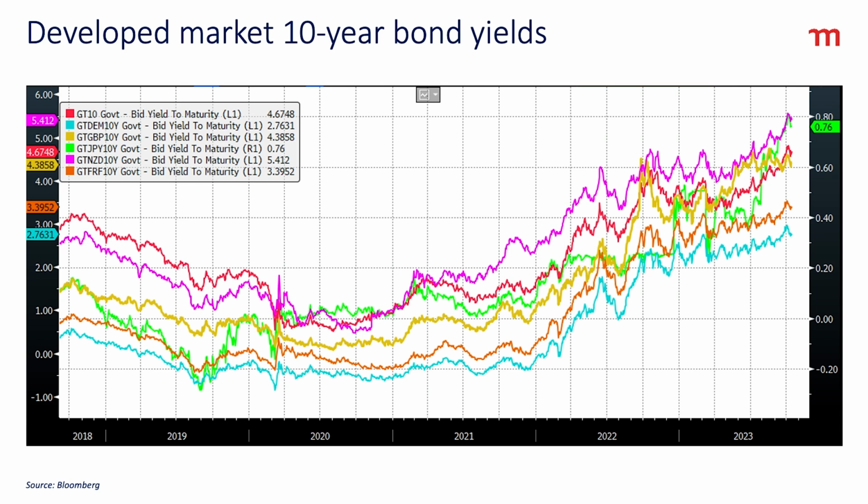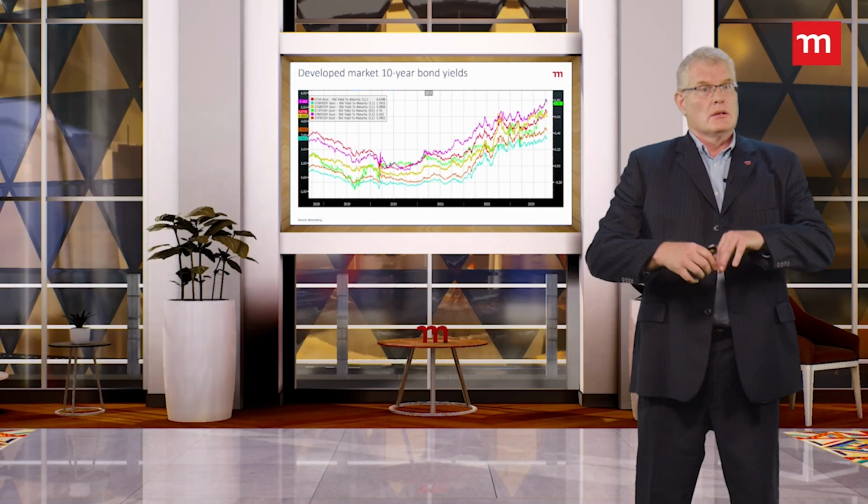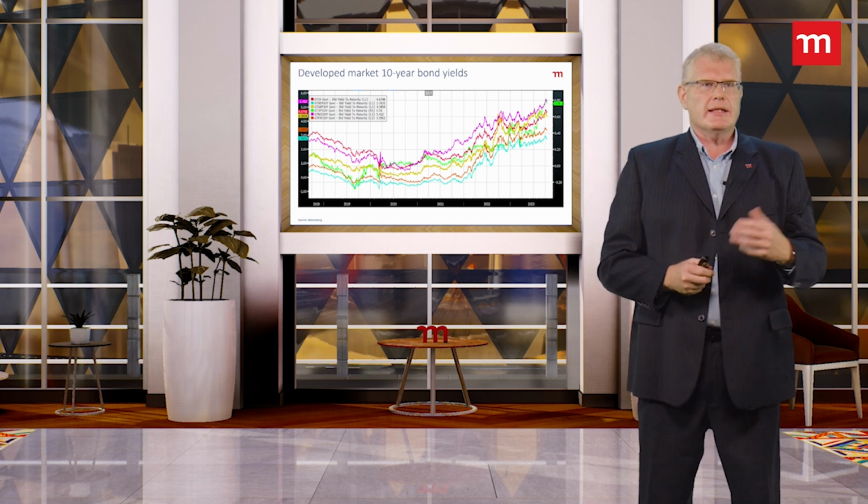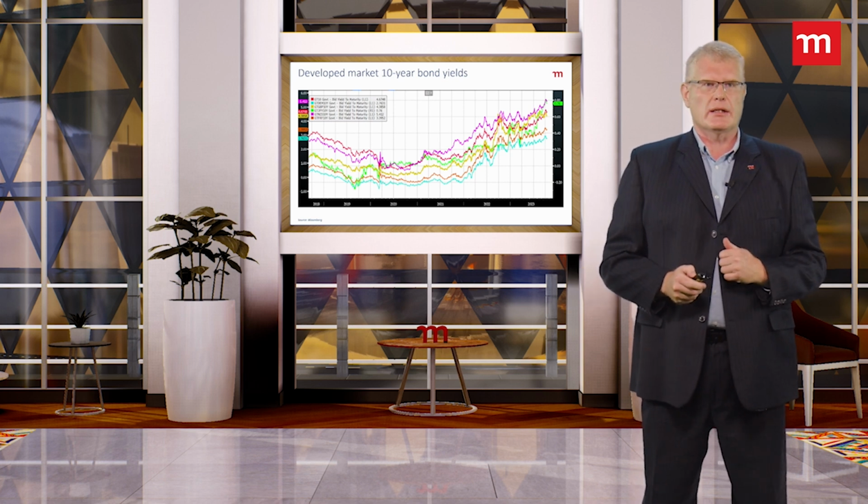What does it say to us? Bonds are cheap. Yes, they were cheap probably 2 years ago, but now they're a lot cheaper. And we think there's a good opportunity for a flexible fund to be exposed to various duration bonds across the globe. So that's what's happened globally. So let's look at what's happened in domestic markets.